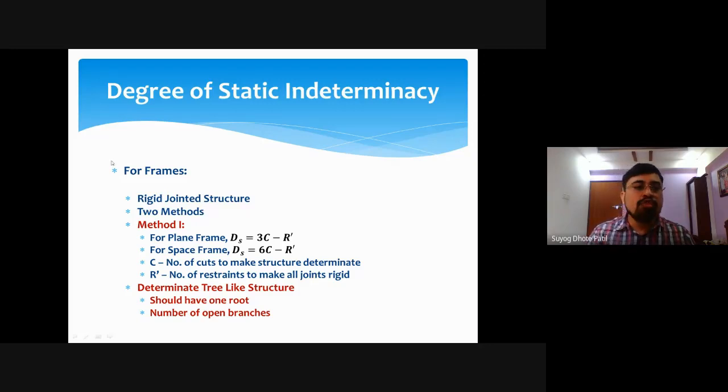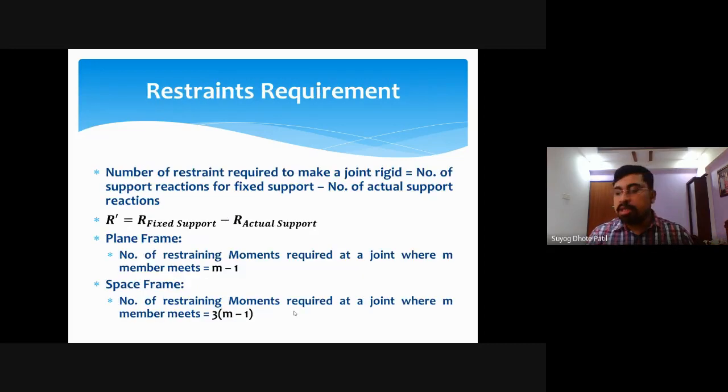For a frame we have this formula again, 3c minus r dash. We are discussing 2D first, so we have to use this formula 3c minus r dash. C is again the number of cuts and r dash is the number of restraints provided. We have to convert our structure like a tree, with one root and a number of branches. Now, this restraint requirement means what is the value of r dash? The number of restraints required to make a joint rigid is equal to the number of support reactions for a fixed support minus the number of actual support reactions.